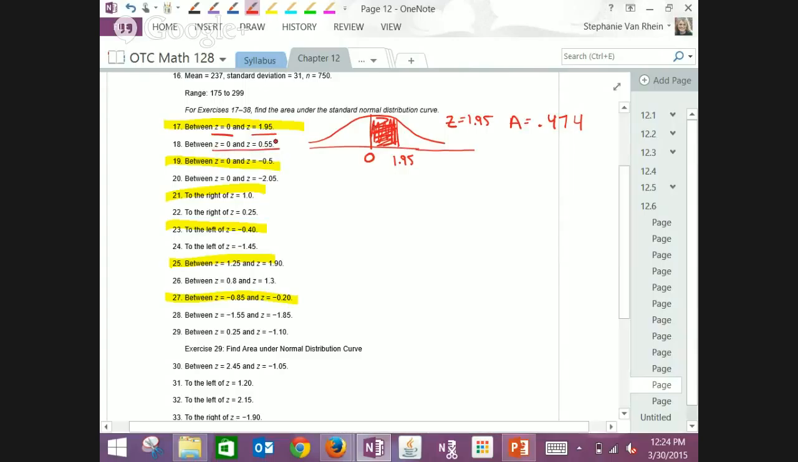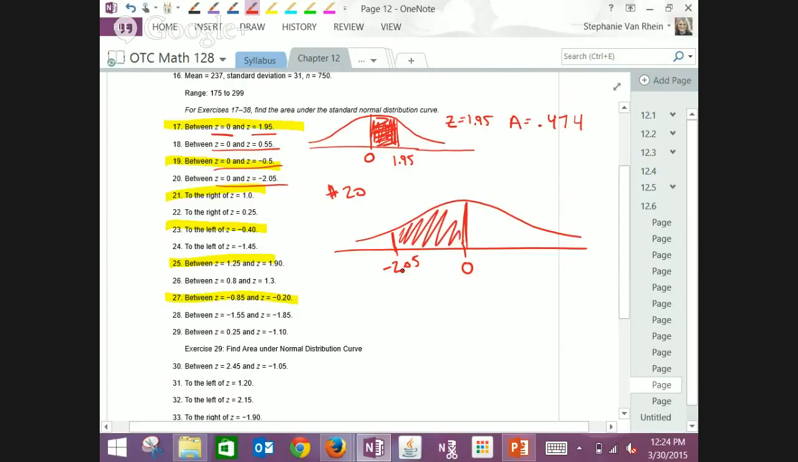The same thing with 18, 19, and 20. Keep in mind, your area is never negative. So let's look at number 20. I have this curve, and I have this as 0, and I'm looking at minus 2.05, and I want to know the area between 0 and minus 2.05. What would be the corresponding area? 0.480. Does everyone agree with that? In the table, you look at the z corresponding to that.